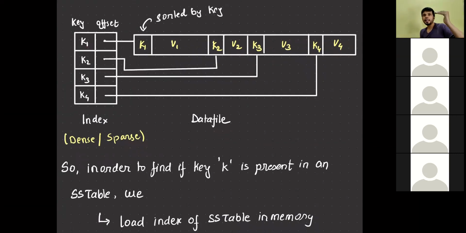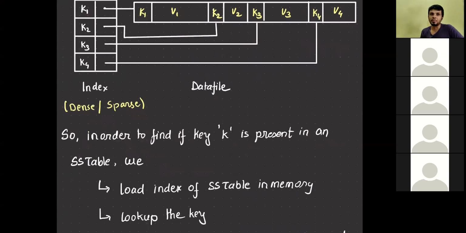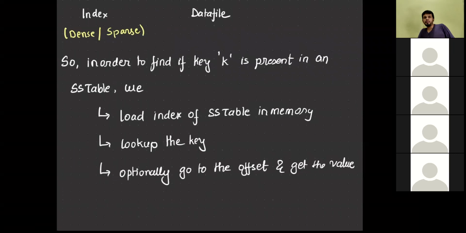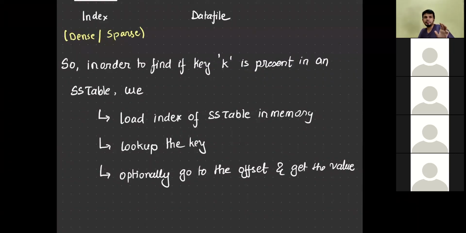Here K1, K2, K3, K4 are sorted. That's why it is called a sorted string table. And if it is sorted, the merge algorithm of merge sort would come into the picture whenever we have to do some optimization on top of that. Also, if it is sorted, it becomes easier for us to do binary search on it and find whether the key is present or not. So to find if the key is present in an SS table, what we do is in a file.